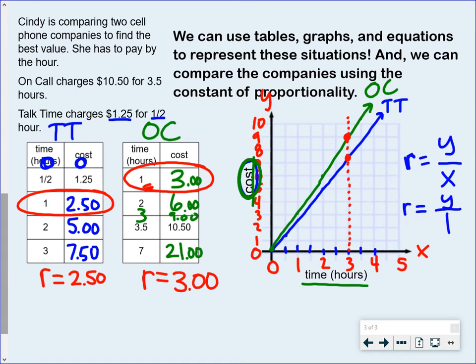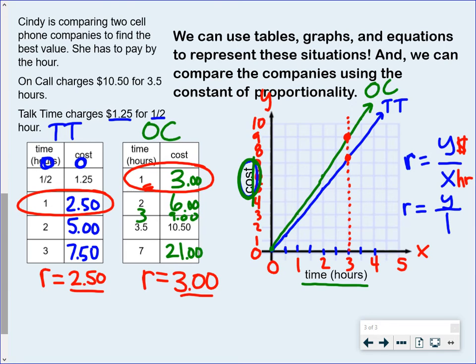What this means in terms of the problem situation, y here is the cost, x is the hours. So that means the rate here would be $2.50 per hour for talk time. And then for on-call, it'd be $3 per hour. So that's one way to find the unit rate.